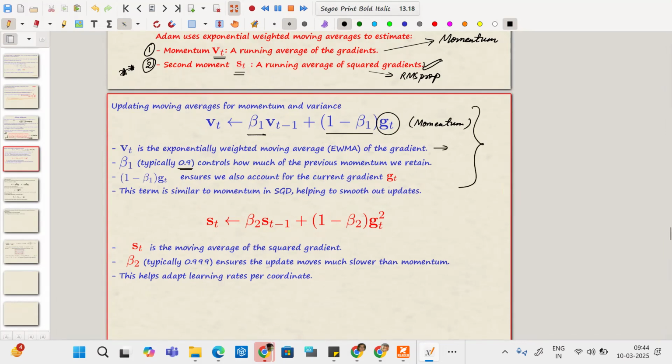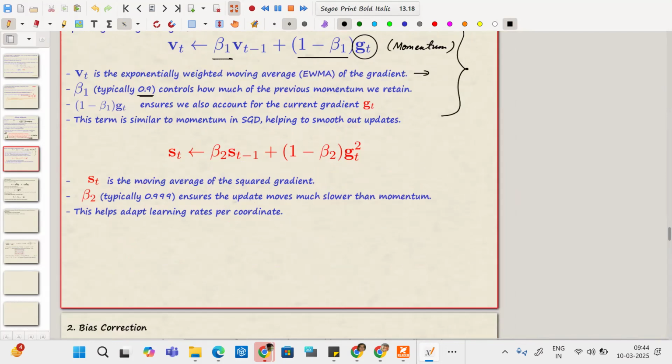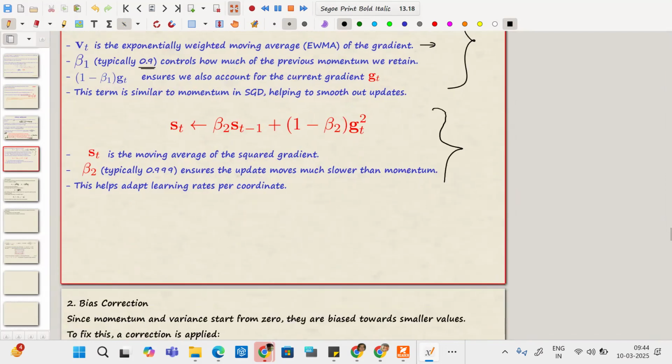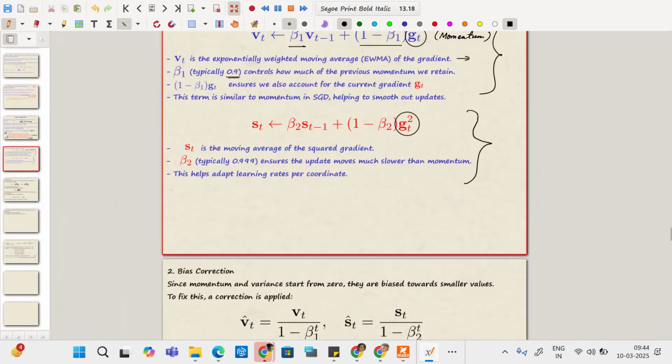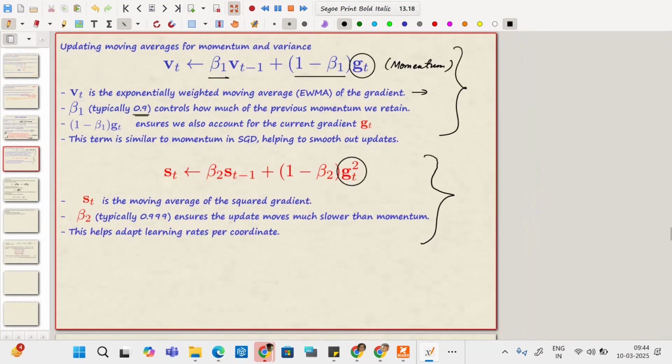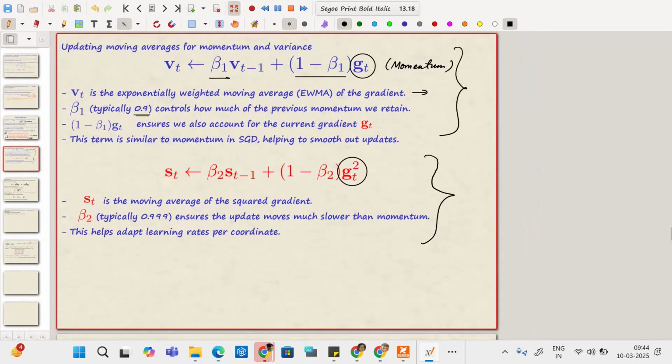So this is all about the momentum method, and this is all about the RMSProp method. S_t is going to beta 2 S_(t-1) plus g_t squared. I hope you can see the difference between the two in blue and red. In blue we are taking g, and S_t we are estimating in this.